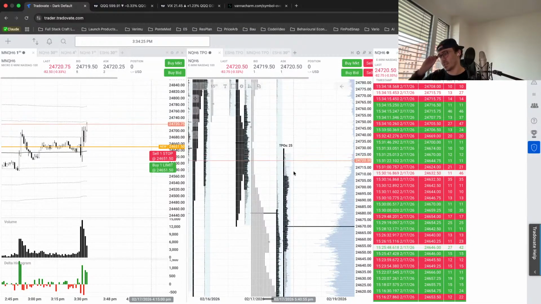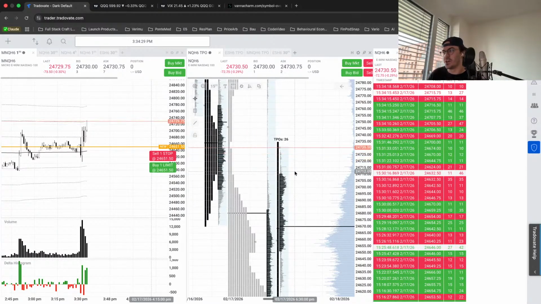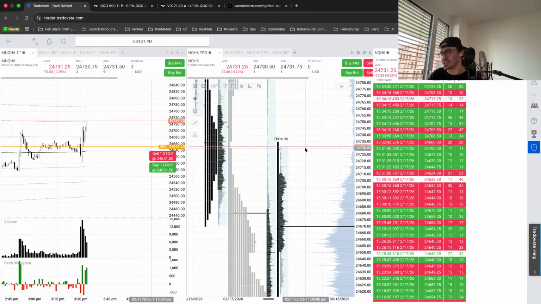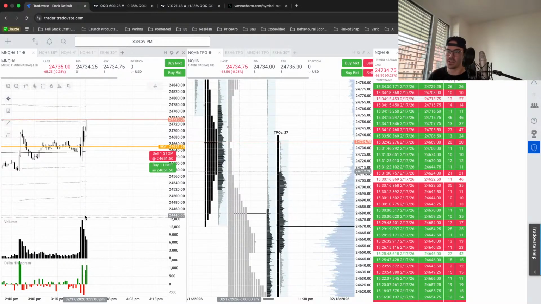But typically gamma is a pretty strong force here. So there goes the 730. Let's see if it's offered or we continue a little bit through here. It looks strong. I mean, they're bidding through it.